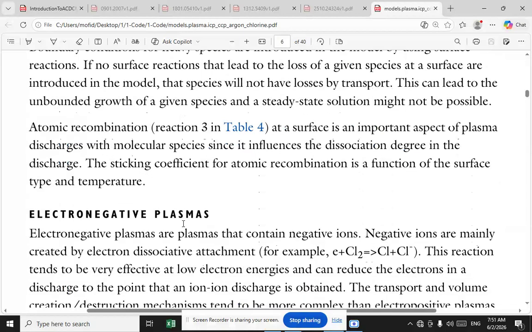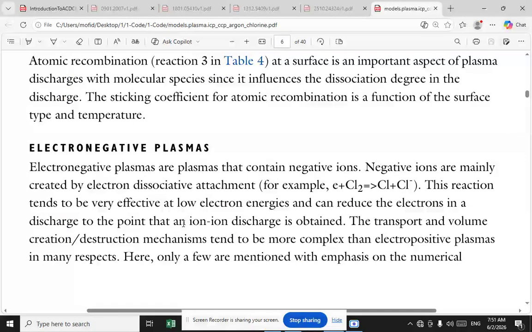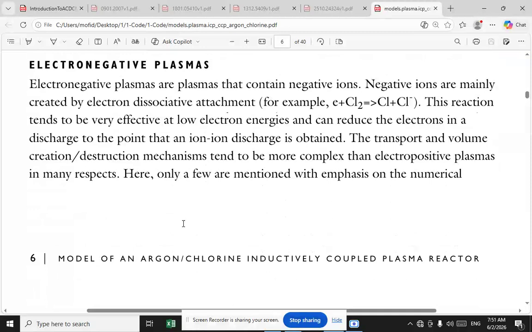Atomic recombination, reaction 3 in Table 4, at the surface is an important aspect of plasma discharges with molecular species, since it influences the dissociation degree in the discharge. The sticking coefficient for atomic recombination is a function of the surface type and temperature. Electronegative plasmas are plasmas that contain negative ions. Negative ions are mainly created by electron dissociative attachment.